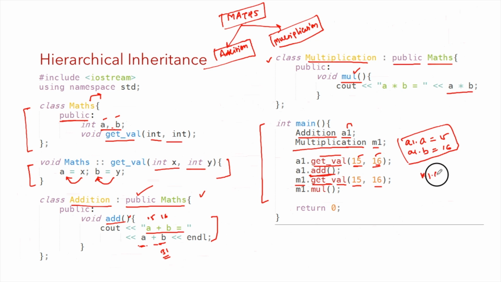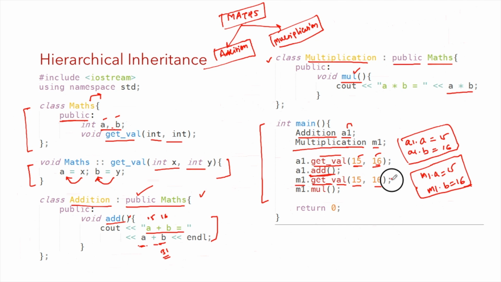Here we are talking about a1.a is 15, and we're talking about m1.a equal to 15 and m1.b equal to 16. So m1 and a1 are holding different sets of values a and b.